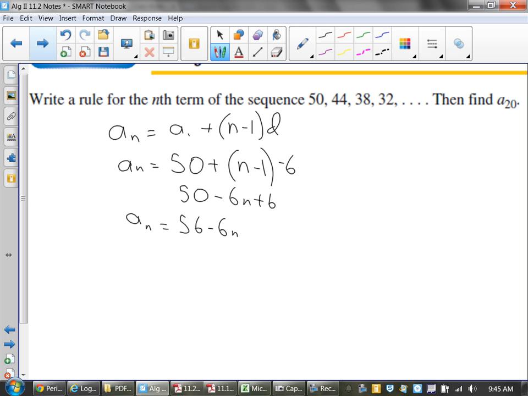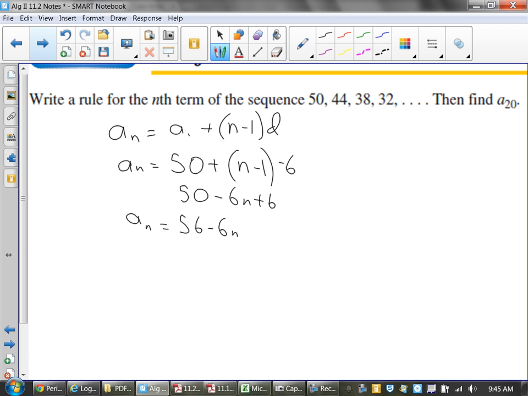Is it ever going to give us the 20th term and then ask you what the first term is? Yep. And it's very simple to do that. You'll use a little bit of backwards math and some substitution. There's a couple of different ways that we're going to work with this, and we're going to do that in a little bit.